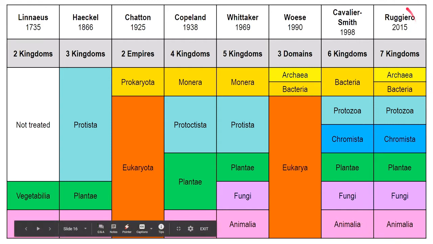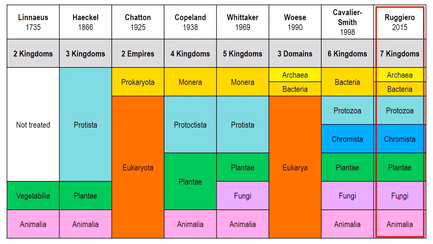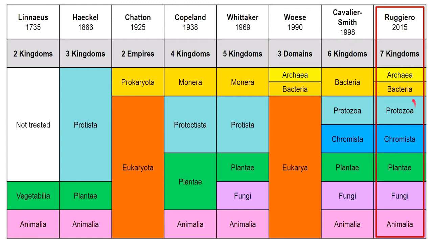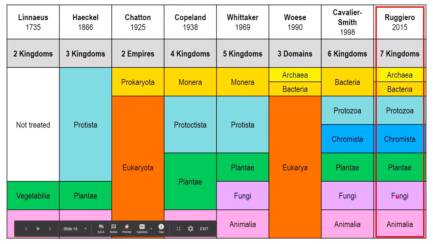Now the one that we are going to use in this unit would be the one proposed by Ruggiero in 2015, the seven kingdom system, wherein Archaea was still treated as one kingdom, then Bacteria as well, Protozoa, Chromista, Plantae, and then another kingdom for Fungi and Animalia. So, 1, 2, 3, 4, 5, 6, 7. So as of now, this is the one that we will follow.